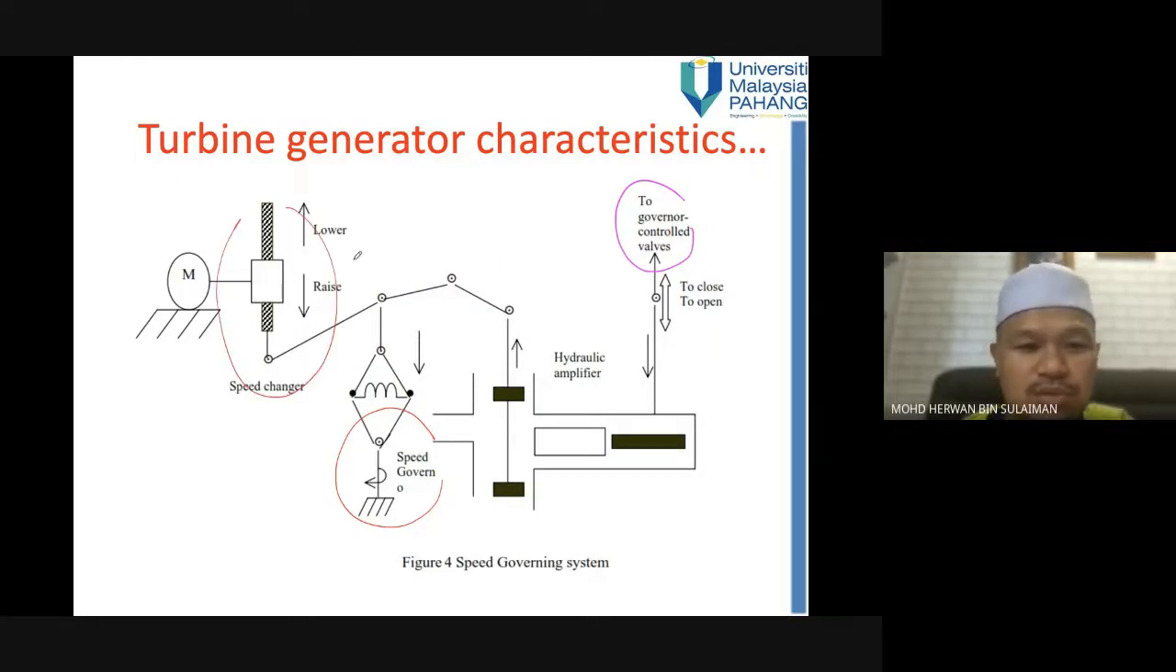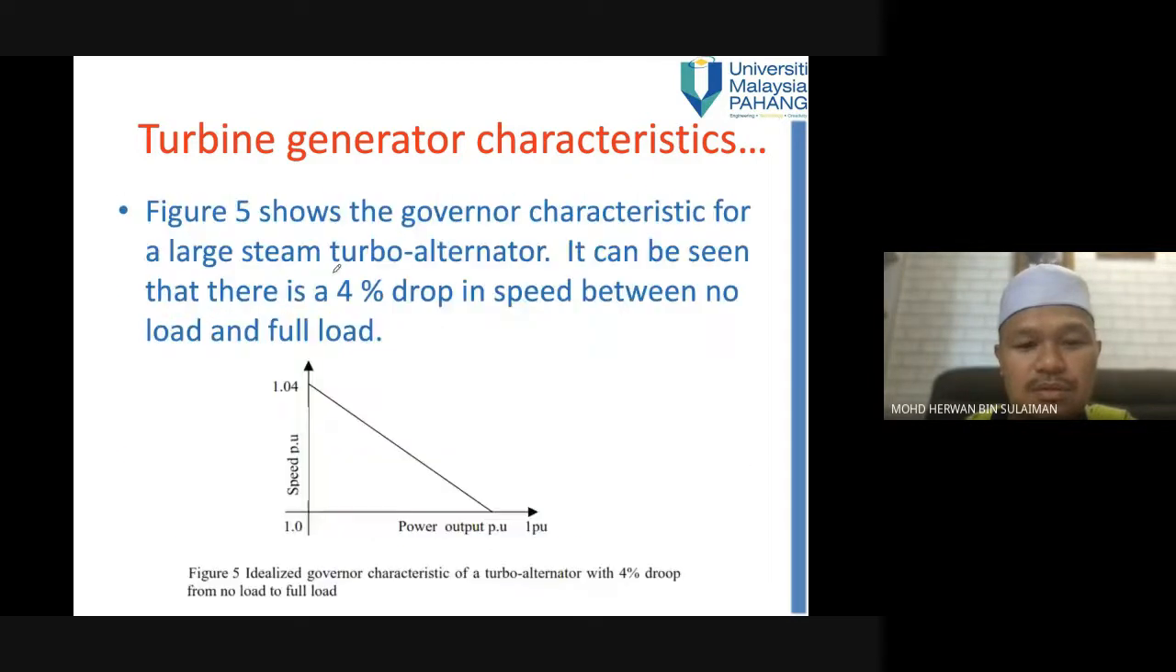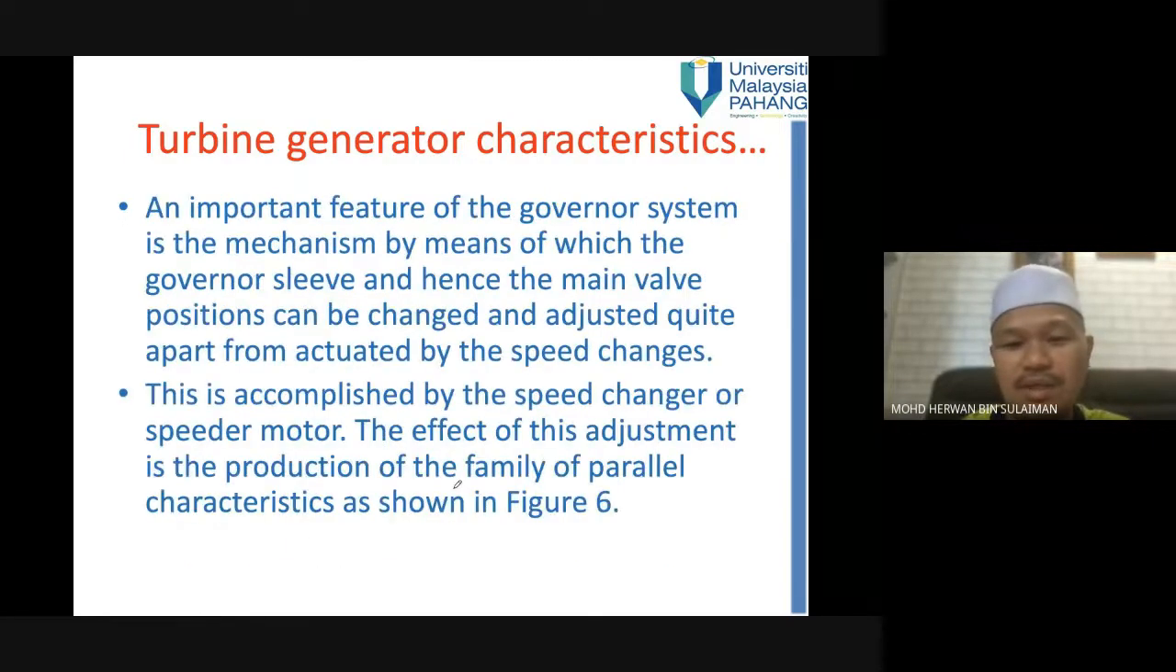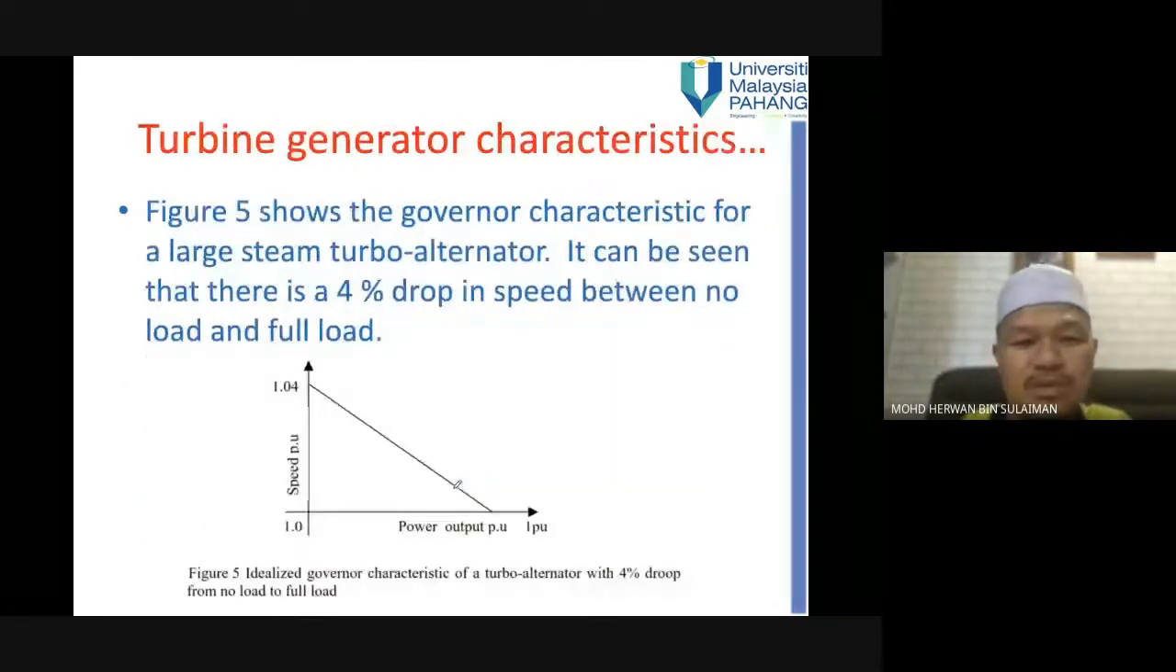To lower, to raise. Okay, so this is what we call it speed versus power output. Okay, this figure kita akan guna banyak dalam analisis load, terutamanya bila load division antara generators lah. Kita akan tengok dalam next class lah. Okay, so figure 5 show the governor characteristics for the large turbine, large steam turbo alternator.